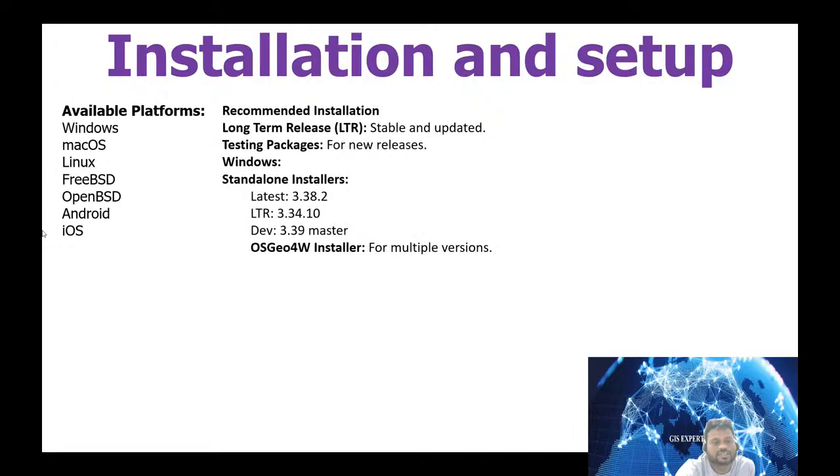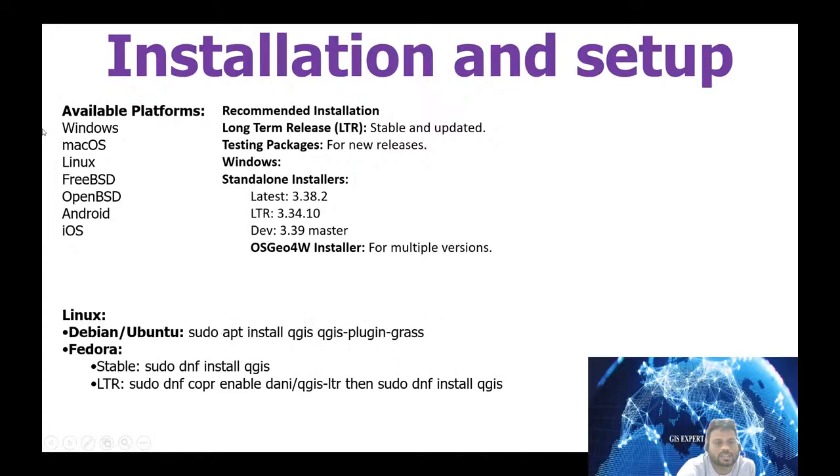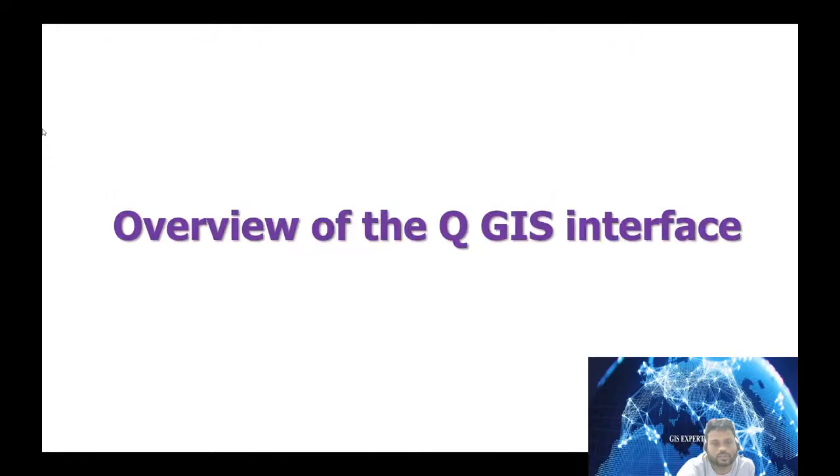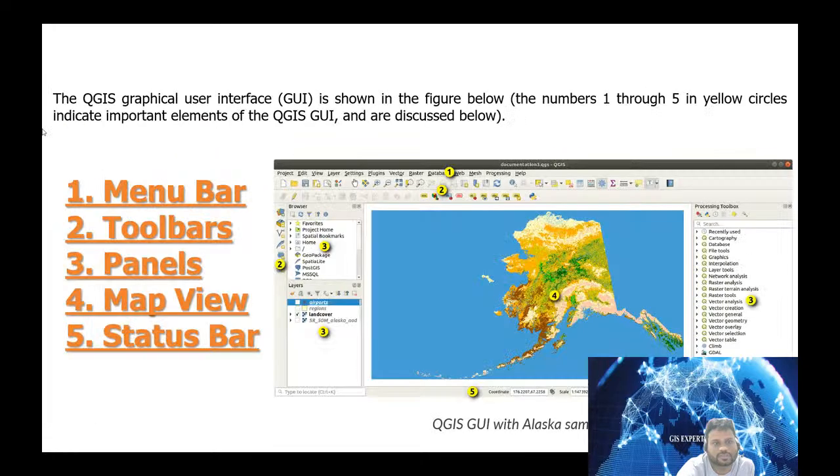So my recommendation is to install this one on Linux, and this one on Mac OS. Overview of the QGIS interface. One is the menu bar. Second is the toolbar. Third is the panel. This is the map view. Four is the status bar.